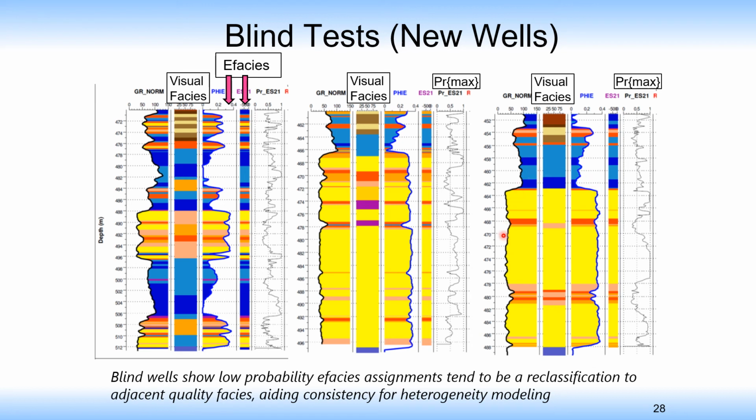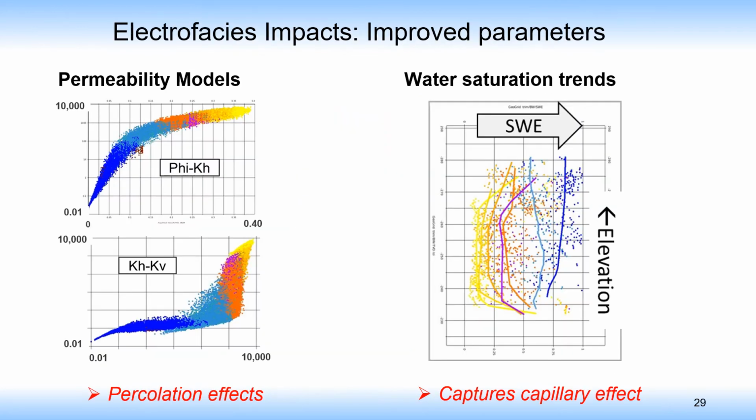Then this last one, this third one, is kind of a marginal well, and it's really quite consistent between the visual and the electrofacies model. So we've discussed improving the variability of the facies and its consistency with petrophysics.